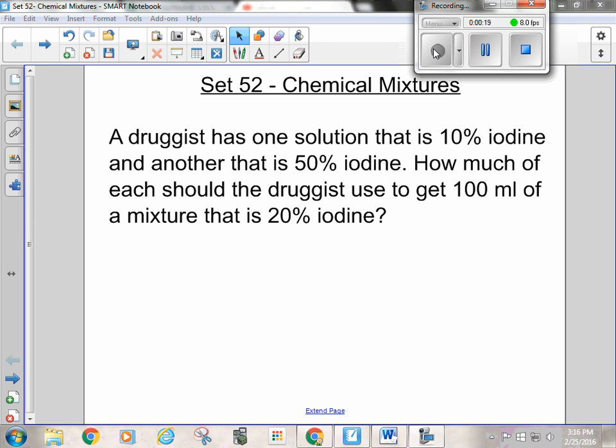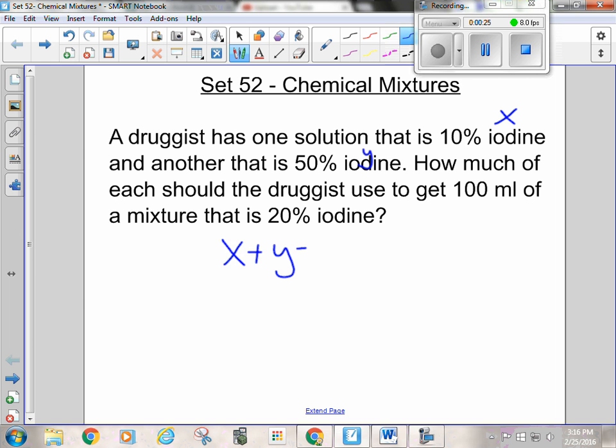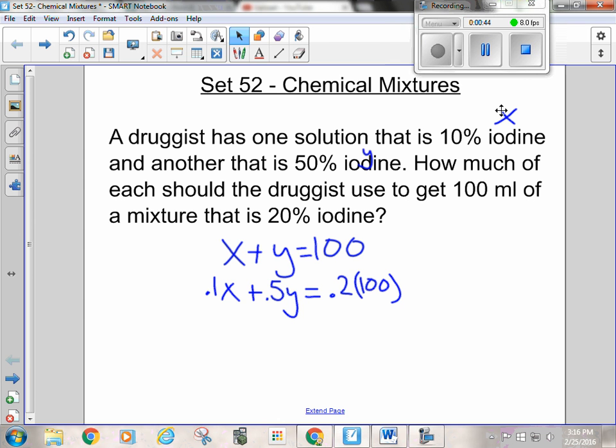So I'm just going to call one of them X and one of them Y. And I know I have to have X plus Y equaling 100 milliliters. Now we're going to put percentages in with them. My X solution is 10% iodine. My Y solution is 50% iodine. And my total solution is going to be 20% iodine. Okay, so now we've set up a system.